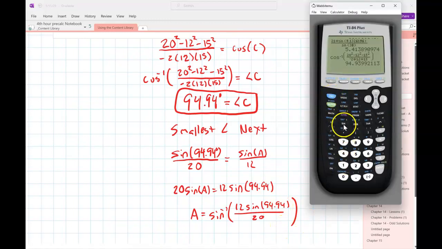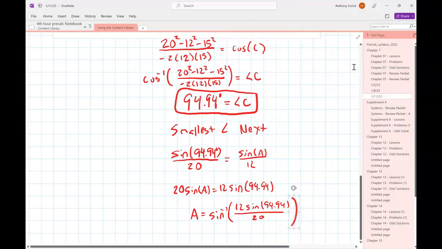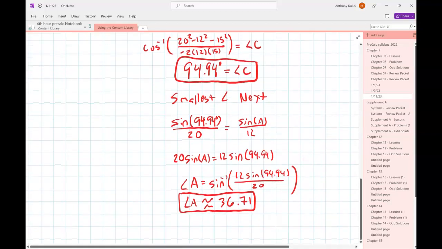So a little algebra there. And again, I'm going to use that fraction command so I can type this in just like it looks on my sheet of paper. I'm even going to use the ANS command so I can just take all the decimal points from my previous answer without having to type them all in. So I get 36.71. That's my value for angle A.